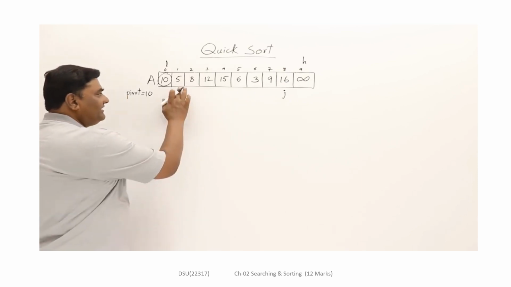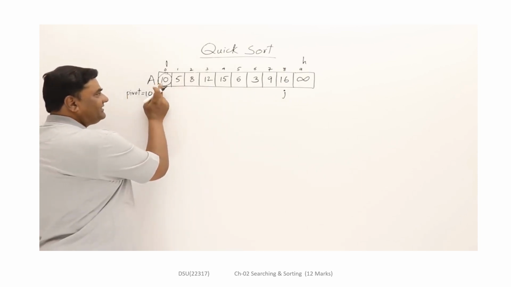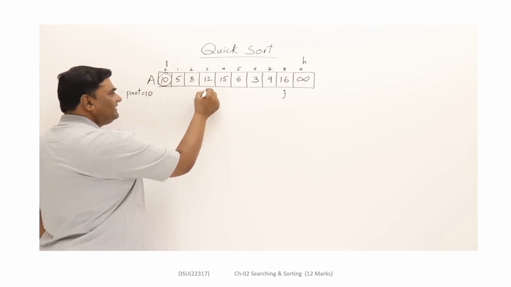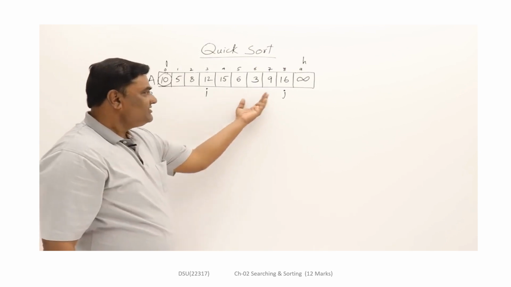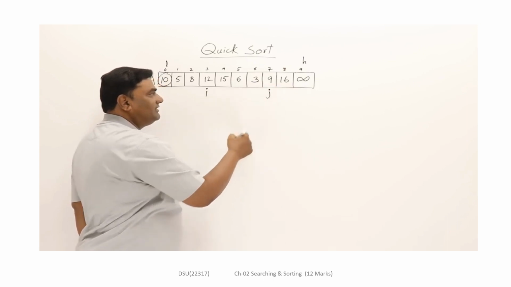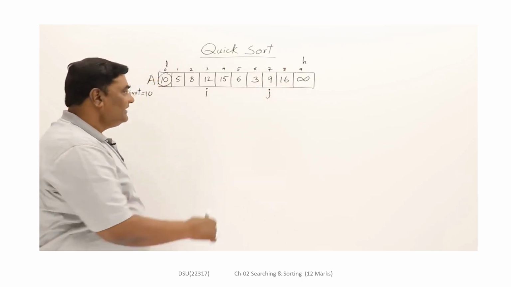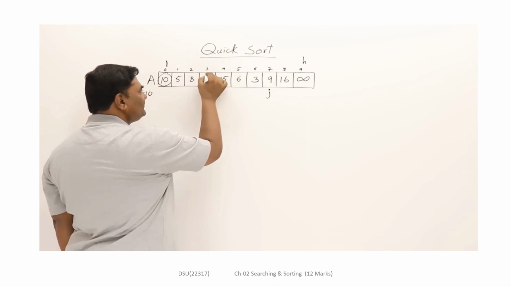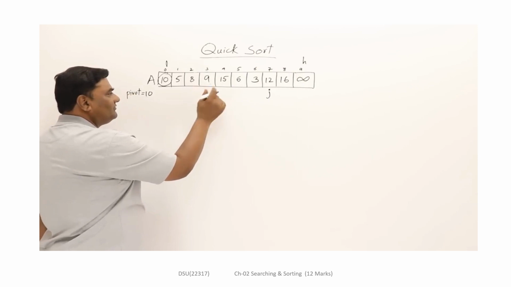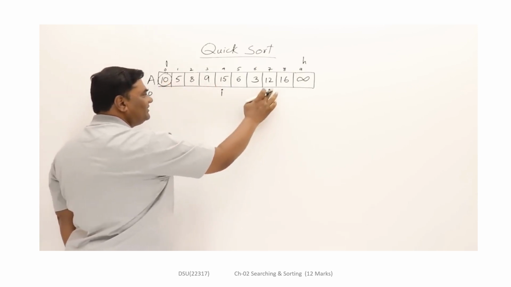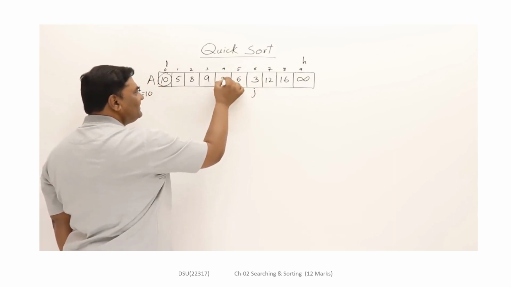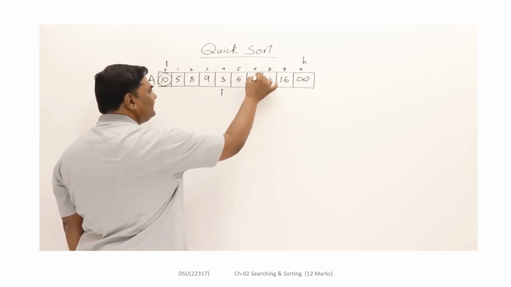Continue. Increment i until you find an element greater than pivot. 8, is it greater than pivot? No. 12, is it greater than pivot? Yes. Now decrement j until you get an element smaller than pivot. This is smaller. Interchange them. 9 comes here, 12 goes there. Continue. i, this is greater, stop. Decrement j, this is smaller, stop. 3 this side, 15 that side.